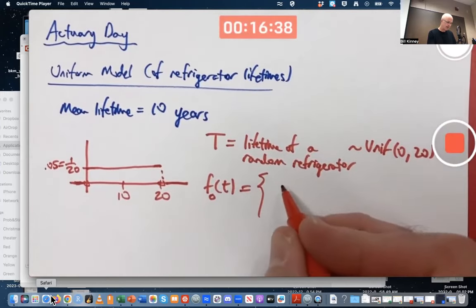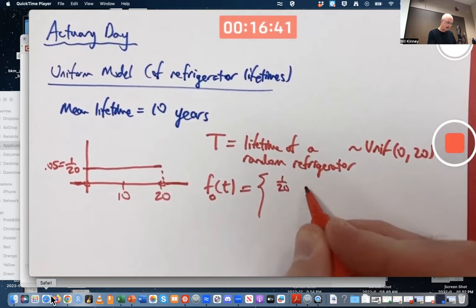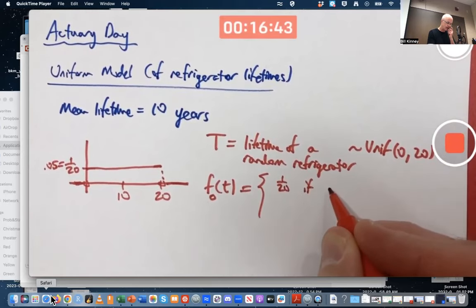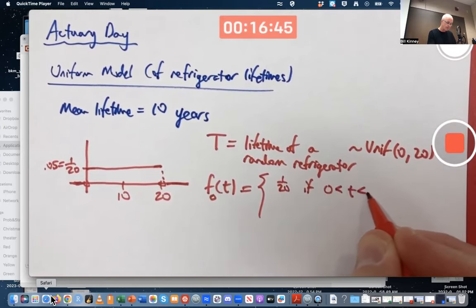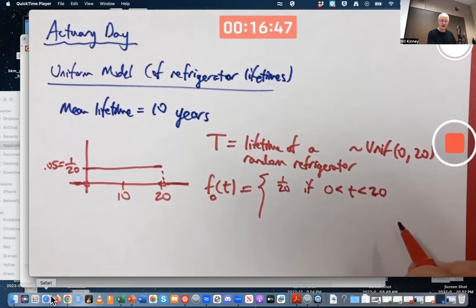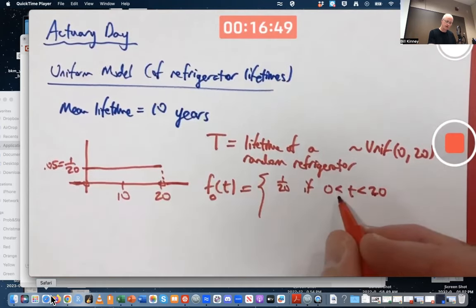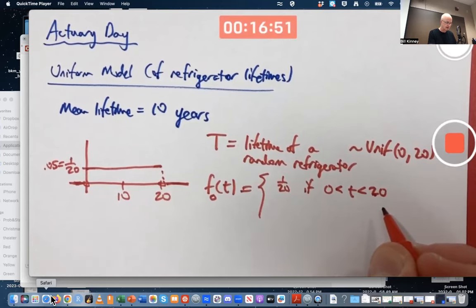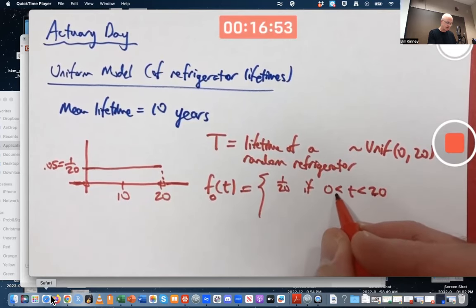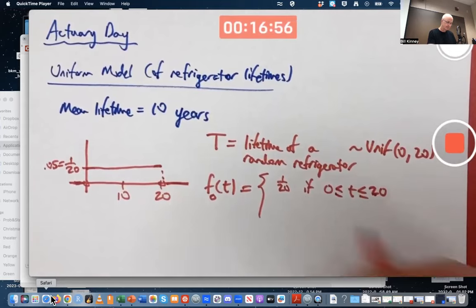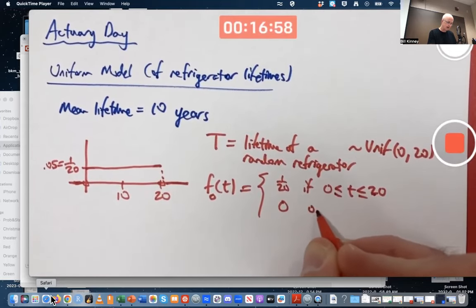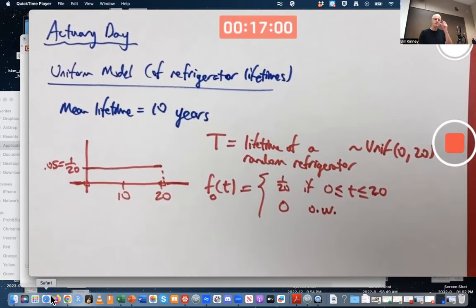So the PDF is going to have a value of 1/20th if little t is between 0 and 20. And again, it doesn't matter, as always with continuous variables, whether I use less thans or less than or equal tos. Oh, for the sake of doing something different, maybe I'll use less than or equal tos. And it's 0 otherwise. Obviously, the mean is 10.